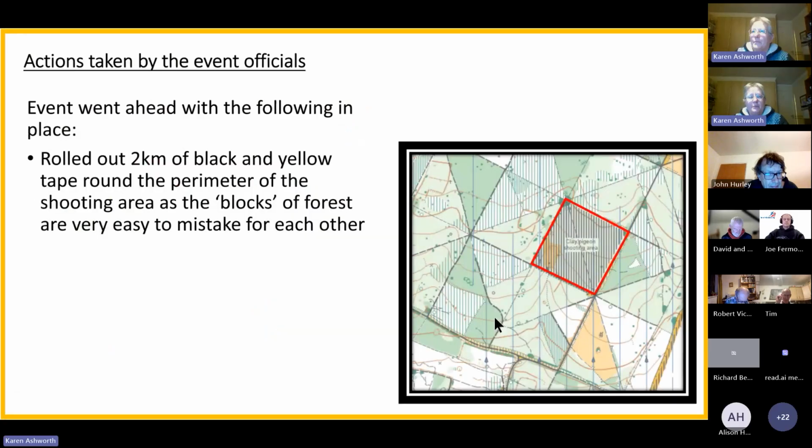Back to what actually happened. We did seriously roll out 2 kilometres of black and yellow tape around the perimeter of that block, because those blocks of forest, if you're lost, it's very, very difficult to know which one you're actually in. But yes, the event went ahead with that mitigation in place.